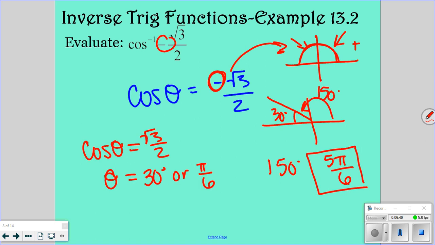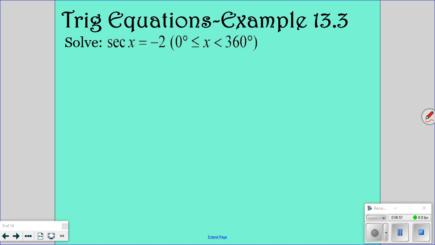Okay? So now we're going to look at some trig equations. So we want to solve secant of x equals negative 2. And on this one they tell us our answers need to be in degrees. So I'm not as familiar with my secants, but I do know my cosine, which is the reciprocal of secant. So if I replace secant with its reciprocal, which is cosine, I can also take the reciprocal of negative 2 and make it a negative 1 over 2.